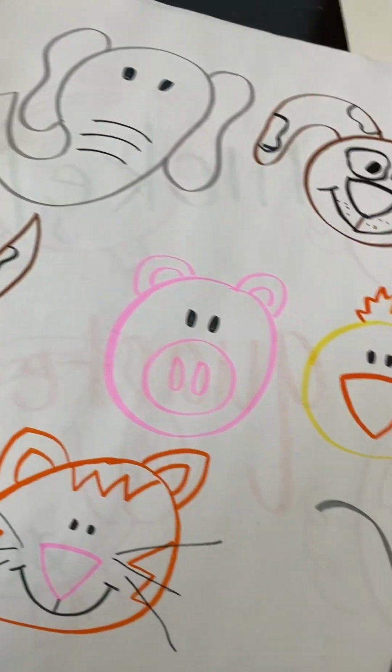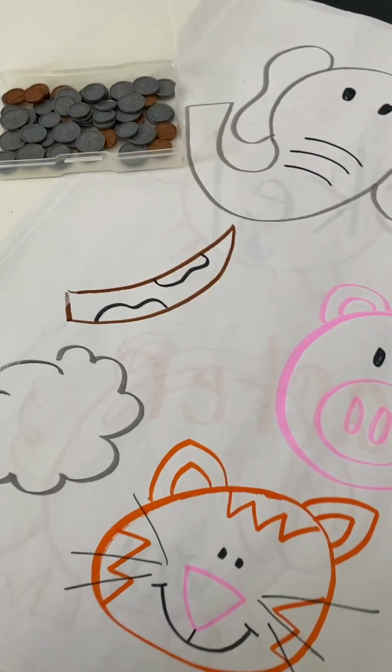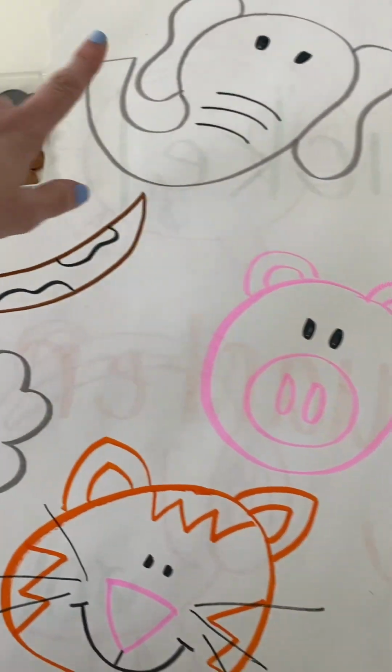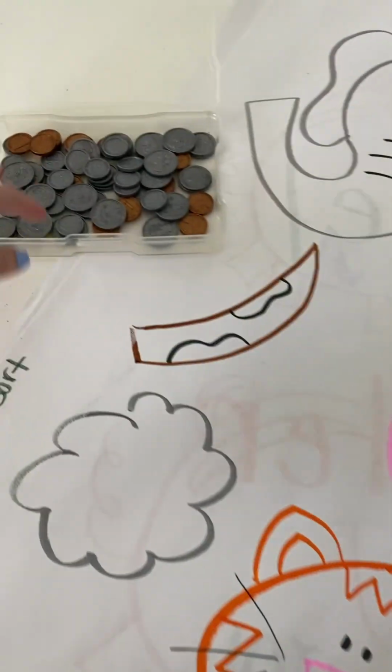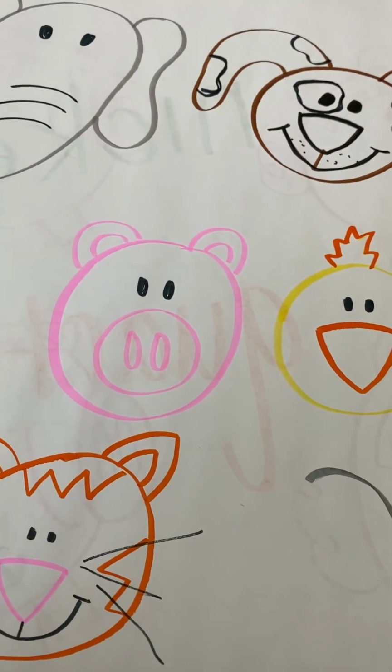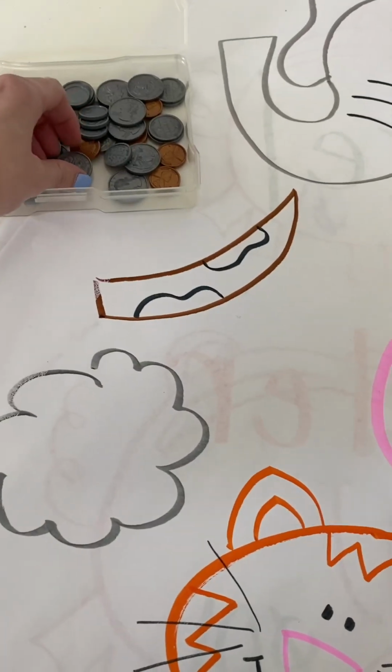So this one is silly, but this is to identify heads and tails. So there's different animals, their heads, and then different animal tails. And this would be perfect for kindergarten or the beginning of first grade when you're introducing coins.